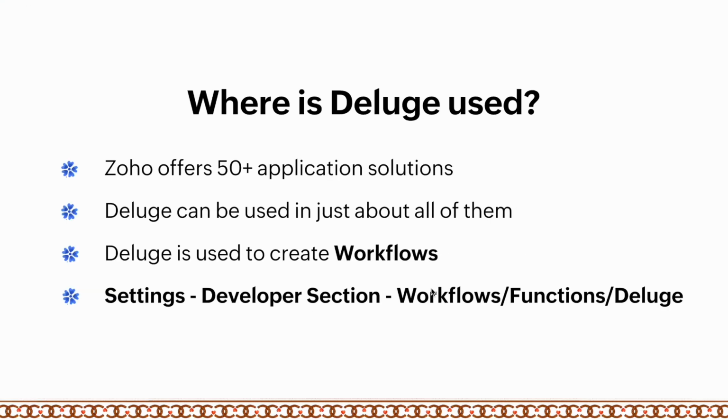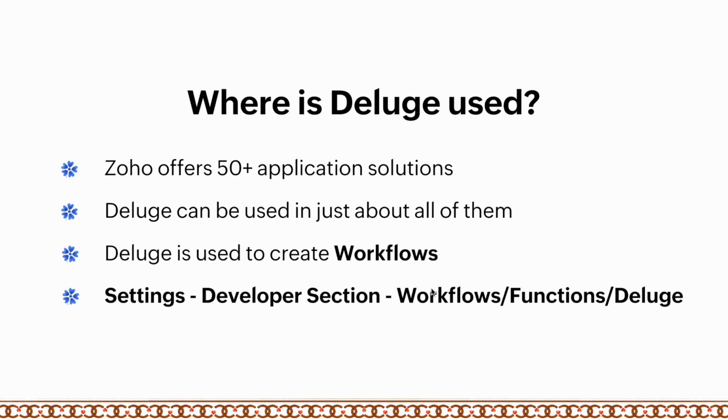Where is it used? I mentioned it already: we have over 50 applications. I'm sure that you already use it. If you haven't used any of the applications yet, I encourage you to. You will probably find the word workflow in a lot of the applications. That's what we call our instructions or automation process. Even though we have the UI that allows us to drag and drop and create some of these automation processes, part of these workflows are going to be Deluge. So that's where you'll find it.